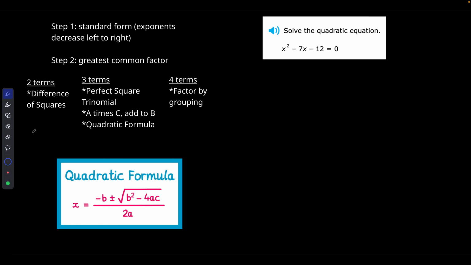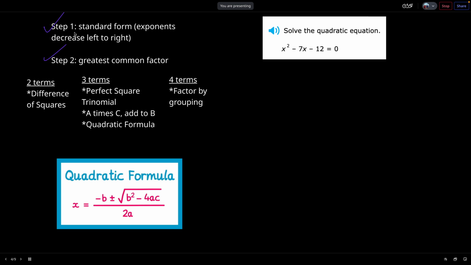Here we go. So we've been following this list, right? This is for quadratics. We want to solve the quadratic equation. Is it in standard form? Check. Is there a greatest common factor? No. This has three terms. Is it a perfect square trinomial? No, it's not. And in the last lesson, we did a times c add to b. However, this problem cannot be solved that way. Okay, there is no combination that works.